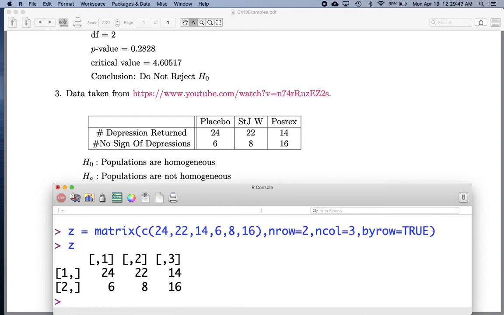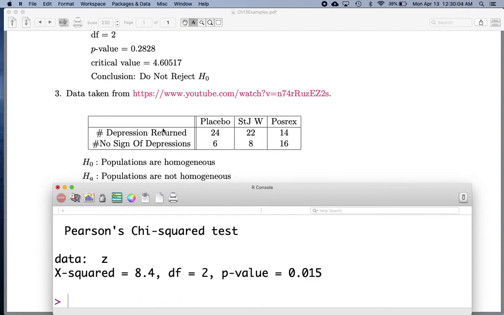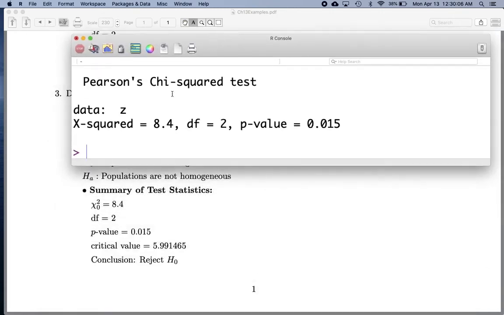And again, just to make sure that I've input everything correctly and that everything is in the right order, I like to print the matrix Z. And then we're going to run the chi-squared test for Z. From the chi-squared test for Z, our test statistic is 8.4. We have 2 degrees of freedom. Our p-value is 0.015. The test was set up at a 5% significance level, so we reject the null hypothesis.